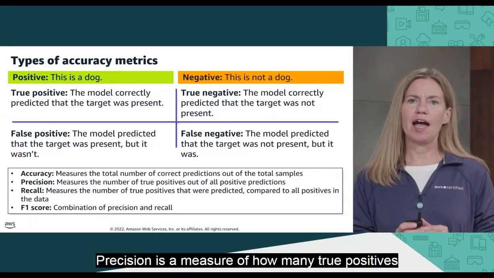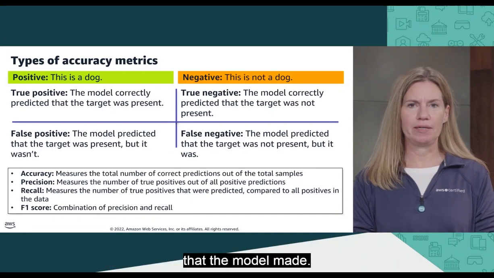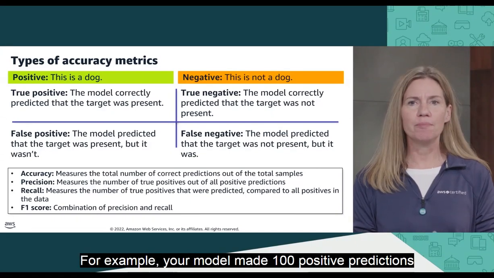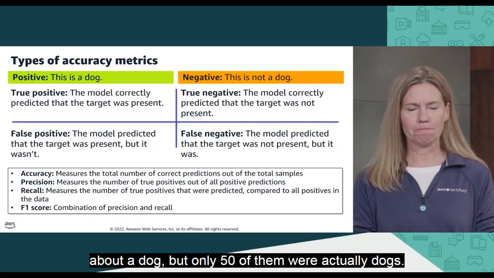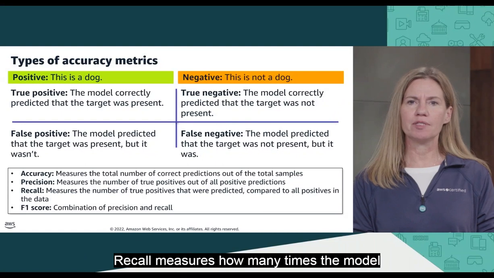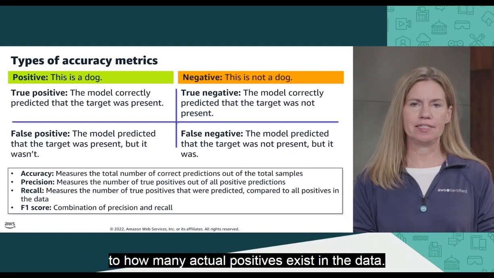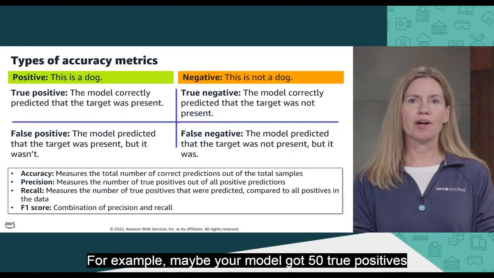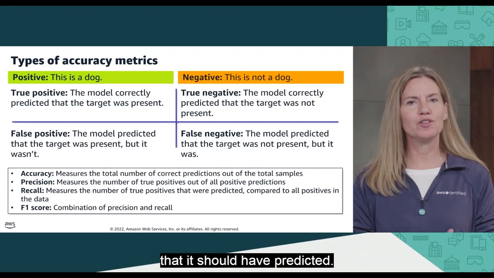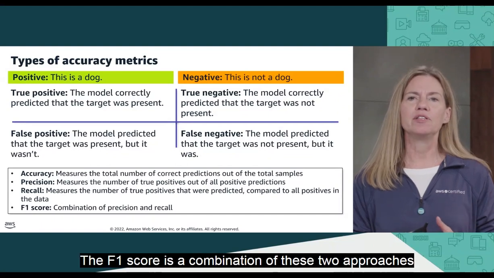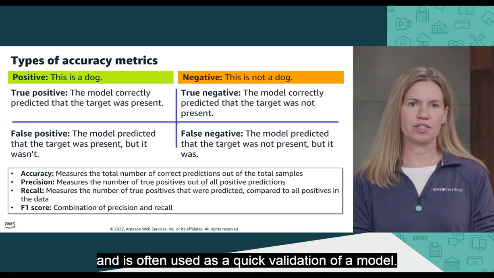Precision is a measure of how many true positives were predicted out of all the positive predictions that the model made. For example, your model made 100 positive predictions about a dog, but only 50 of them were actually dogs. Recall measures how many times the model predicted true positives compared to how many actual positives exist in the data. For example, maybe your model got 50 true positives of dogs, but also missed 150 dogs that it should have predicted. The F1 score is a combination of these two approaches, and it's often used as a quick validation of a model.